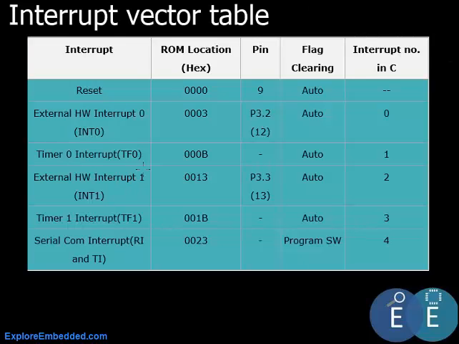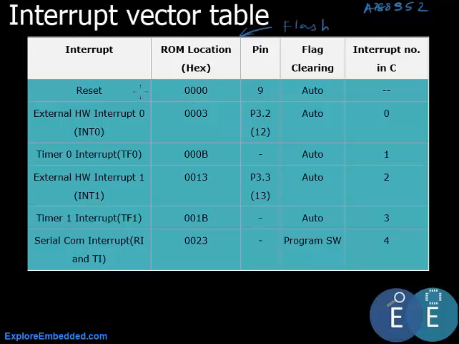Now let us look at the vector table, or the table which decides which interrupt is placed where in the ROM location. Your ROM could be flash or any other type of ROM as well. For example, the 89S52 has a flash memory. In the flash memory, this interrupt vector table decides where these interrupts are located.